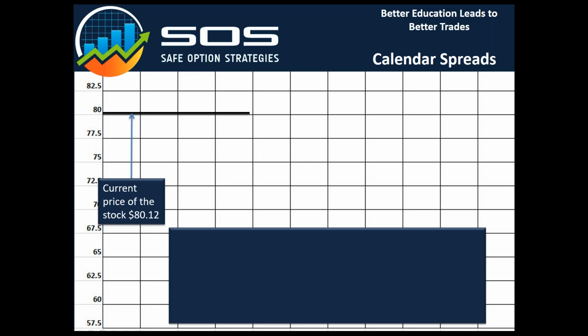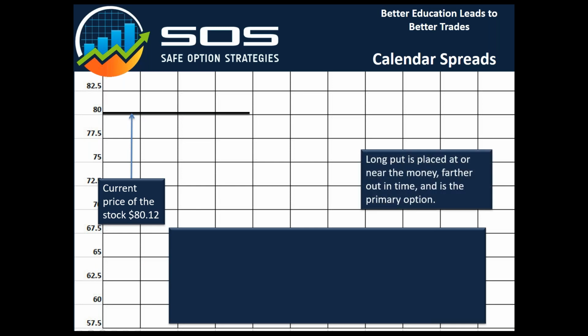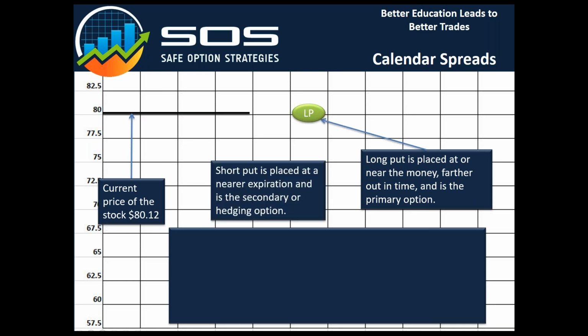Current price of the stock, $80.12. We have an ever so slight bearish pattern. We place our long put at or maybe just out of the money. And then we get our short put, and we go maybe at the same strike price, maybe at a lower strike price. It's our secondary option or our hedging option.